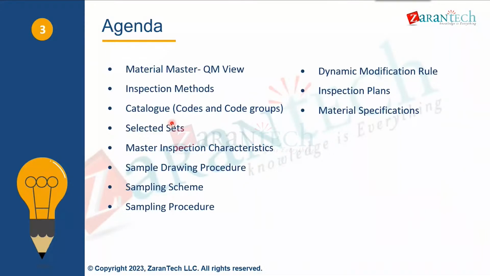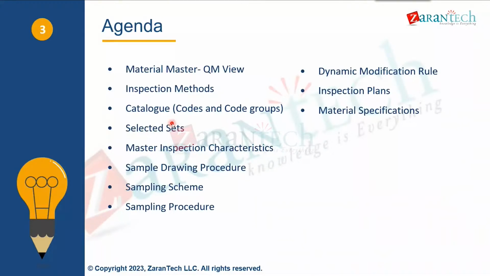So whenever you are copying the class characteristic, automatically, whatever control indicators we maintained for the class characteristic, by default, it will copy. And only certain specific control indicators you can change during the creation of the master inspection characteristic. Okay. Clear? Yes, got it. Okay.